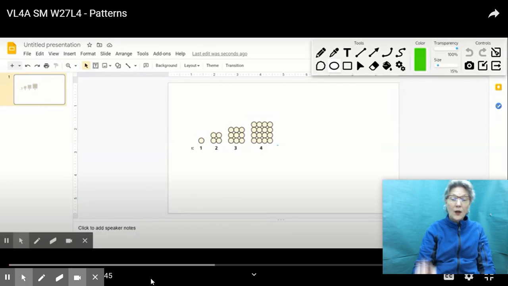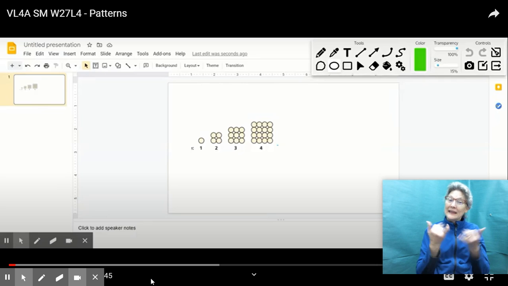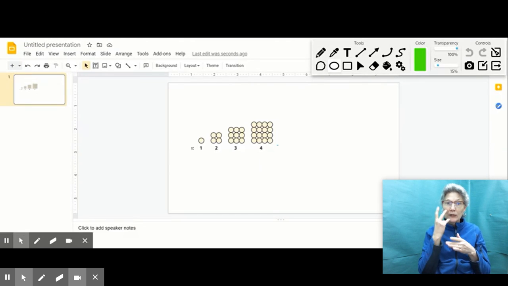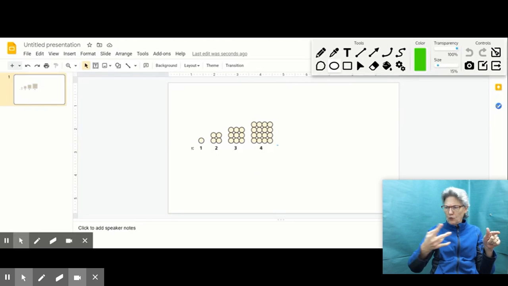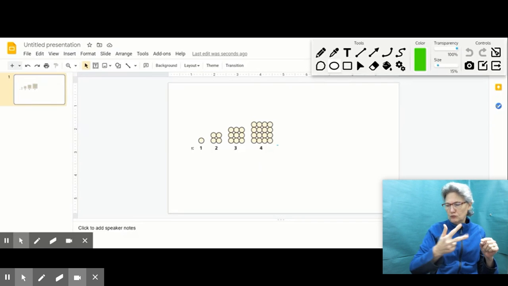All right, welcome back. Now we're going to take a look at this pattern of circles here. We're going to see if we can continue this pattern. But first we need to figure out what's changing between each of these shapes. So let's look. How would you describe it? How does the pattern change as you go from one figure to the next?